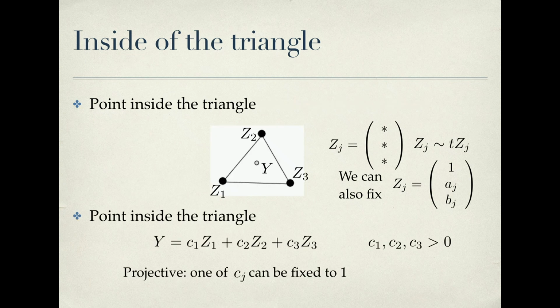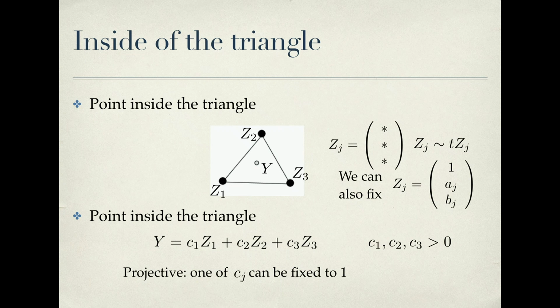Then I can talk about the interior of that triangle, so I can just connect it with lines, and I want to describe a point which is inside that triangle. So how do I describe such a point? I write Y as a linear combination of the vertices. And now the constraint that this point Y is inside the triangle is that all these coefficients are positive. If the coefficients are positive, I'm inside the triangle. If one of them is negative, I go outside with Y.